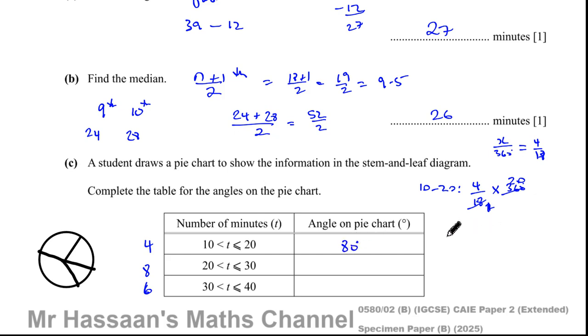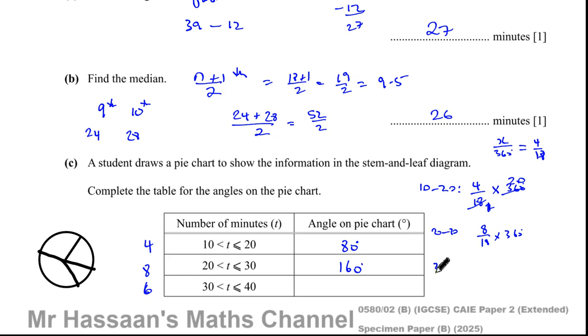And then from 20 to 30, we're going to have 8 over 18 times 360. Now, basically, that's double this. So this is going to be 160. You can just straight away write that down because it's going to be twice this.